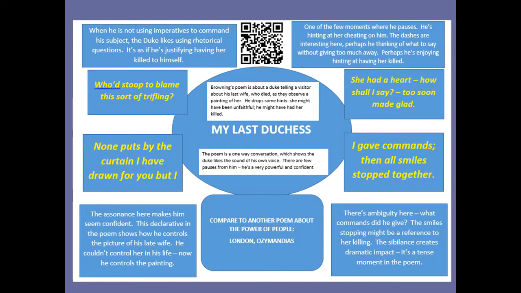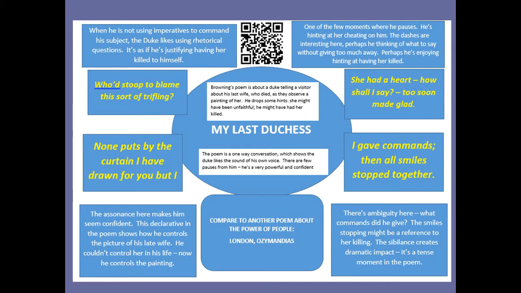There's lots of very subtle allusions to his involvement in her death put forward by Browning, and that's a great example of that. "None puts by the curtain I have drawn for you, but I." So we've got a little bit of assonance here, and it's quite interesting the way that this makes him seem really confident. And we've got this, it's a declarative, it shows that he's controlling. And this also explores the idea that he couldn't control her in her life when she was alive. Now he controls the painting. And he's got this real strange, possessive sort of relationship with the painting.